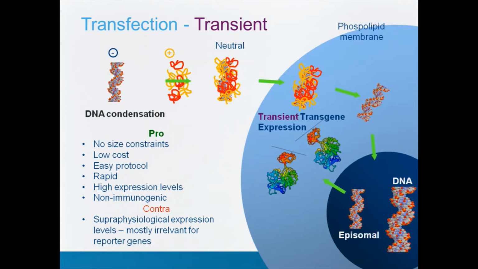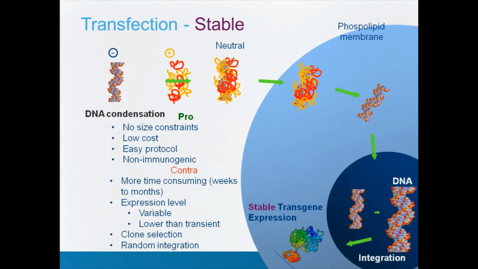Now, as I mentioned, in a small fraction of the cells you will be able to get stable integration, and typically by adding a selection marker, an antibiotic resistance marker, for instance, you can then add the antibiotic and select these cells through Darwinian selection. And if we look at stable transfection, you have the same pros: it's easy, low cost, non-immunogenic, and you can put in constructs of very large size.